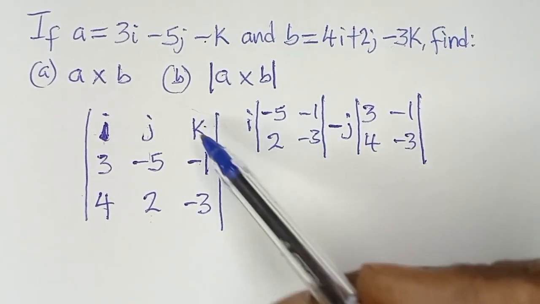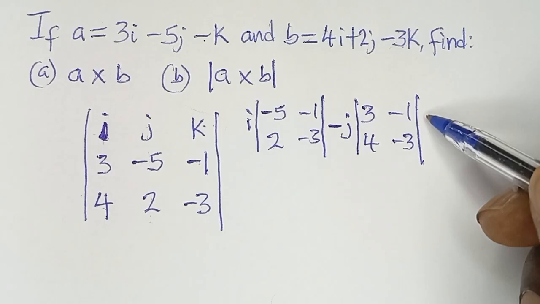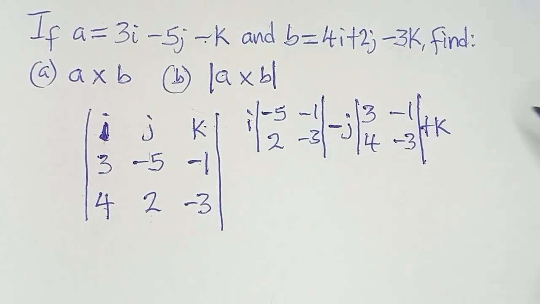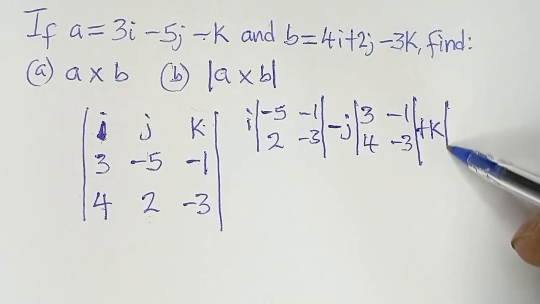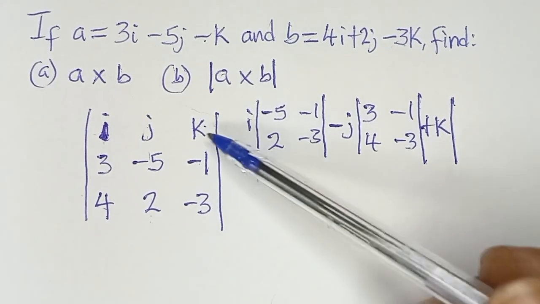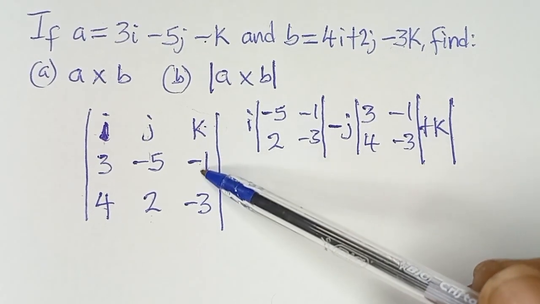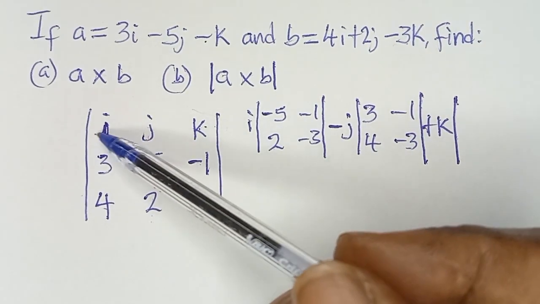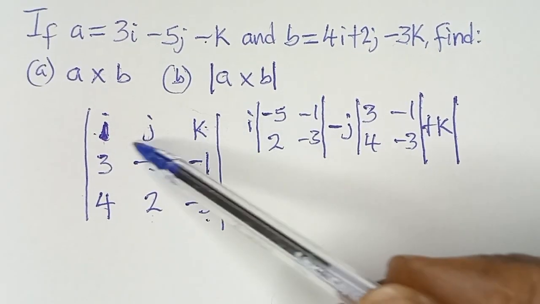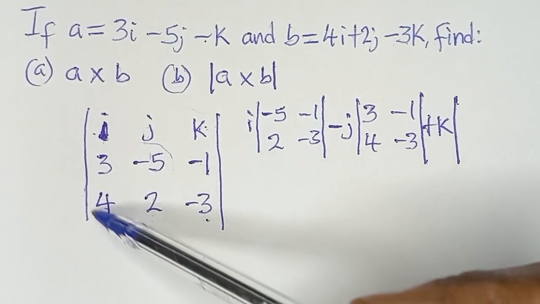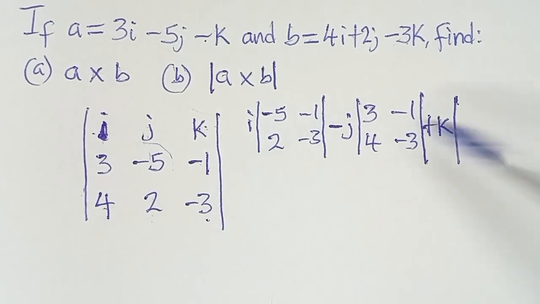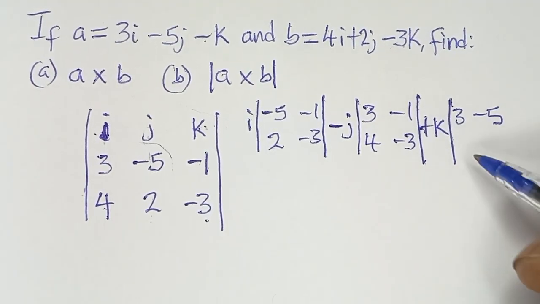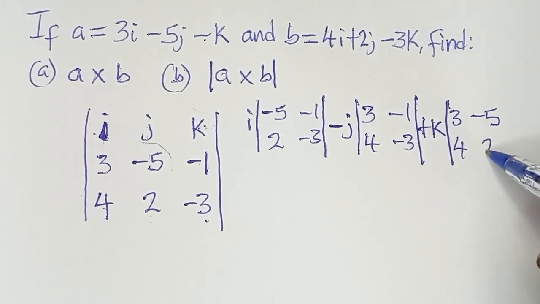And then lastly, we take the letter K. This time it will be positive K. It is only the middle one that is negative. So I also open up like this. As we are taking K, this column for K is ignored too, and this row is also ignored. So we are left with this one, that is 3, negative 5, 4, and 2.